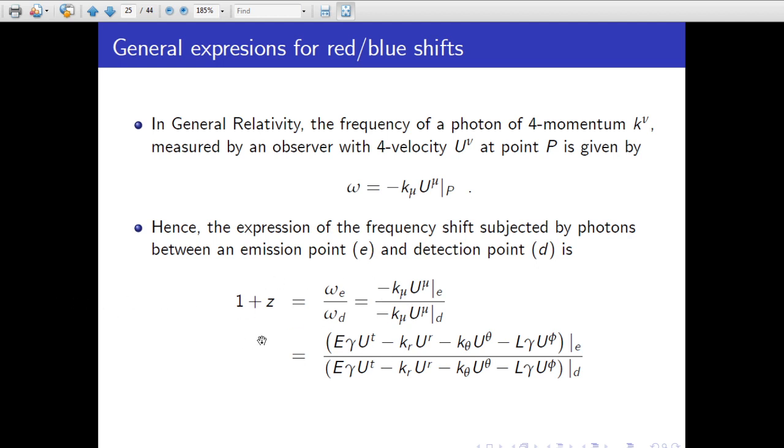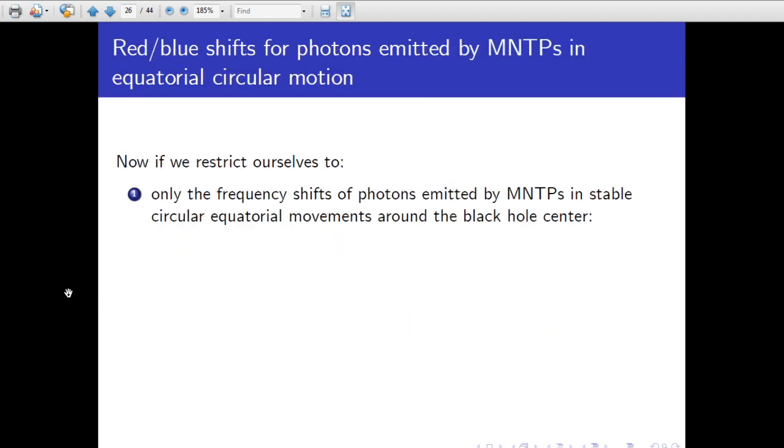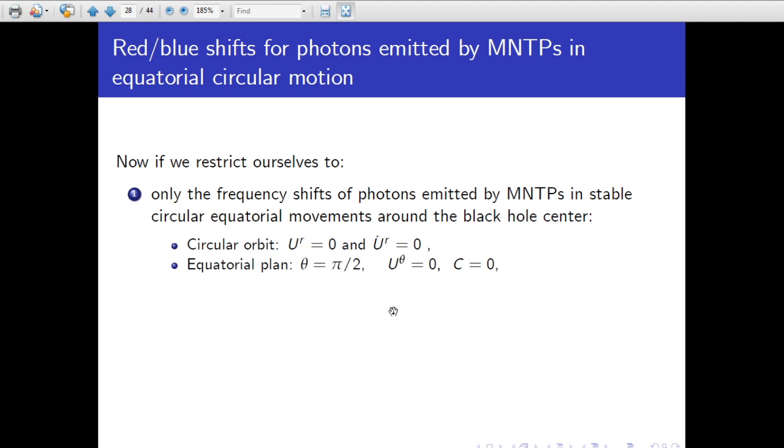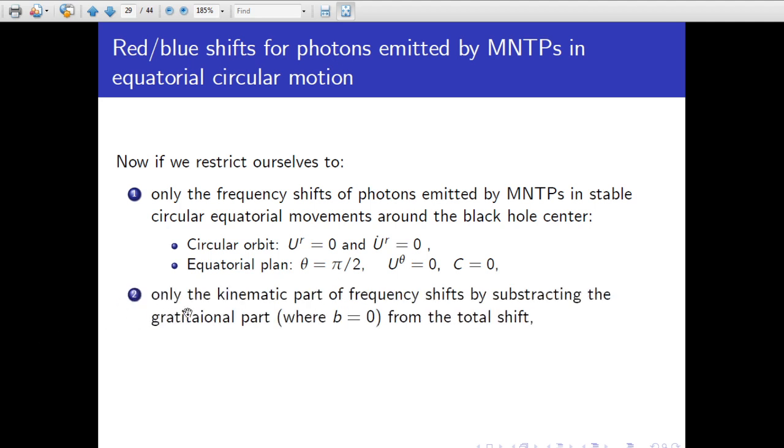We will use this general expression, but after imposing three restrictions. The first restriction is that we will consider only the frequency shift of photons emitted by massive neutral test particles in stable equatorial orbits, which means that U^r equals 0 and U^r dot equals 0, and equatorial means that theta equals pi over 2, U^theta equals 0, and the Carter constant equals 0.